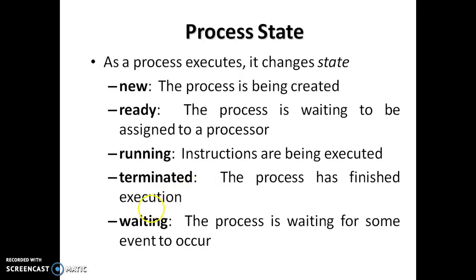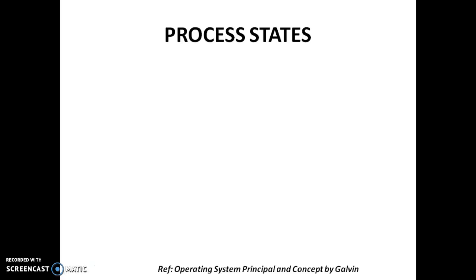The last state is the waiting state, where a process waits for some events or the occurrence of IO actions. We are going to discuss the waiting state, terminate state, running state and the remaining states by examining the process state diagram very briefly. So let's start with the process state.